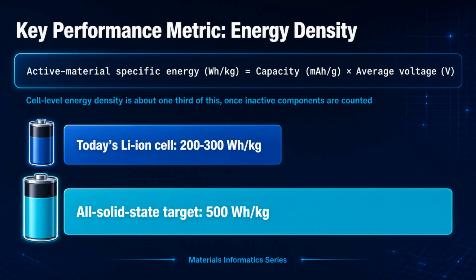Energy density is perhaps the most important battery metric, measured in watt-hours per kilogram. At the electrode material level, it is capacity in milliamp-hours per gram times average voltage, which gives watt-hours per kilogram of active material directly. A complete cell also carries the anode, separator, electrolyte, current collectors, and casing, so cell-level energy density comes out at roughly a third of that figure. Today's lithium-ion cells achieve 200 to 300 watt-hours per kilogram at the cell level. The target for next-generation batteries, like all solid-state, is 500 watt-hours per kilogram, essentially doubling today's performance.